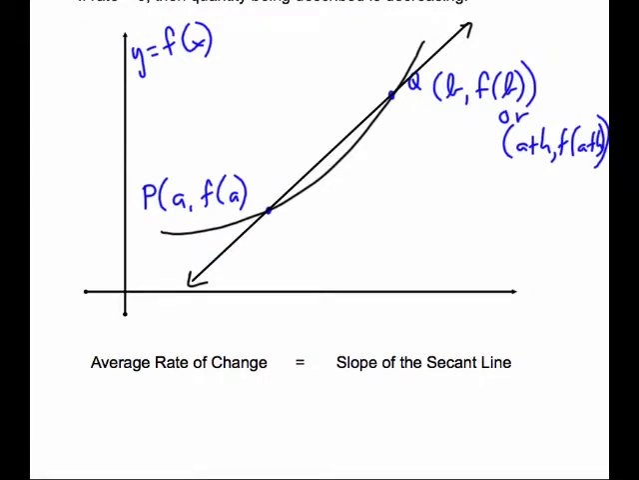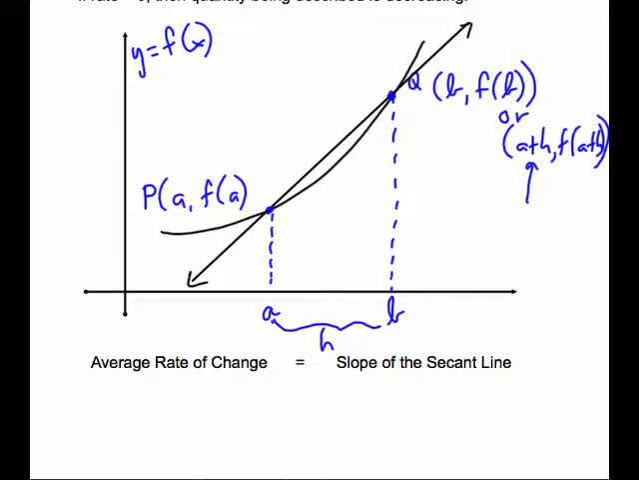Now in the last video we talked about how to find the slopes of secant and tangent lines, and I want to take that just a little bit further. I have my point P labeled as a comma f of a, and I have my point Q labeled in two different ways. In the last video I talked about the horizontal distance between A and B as being called h, and so we labeled Q as the x-coordinate of the first point A plus the change h, and then the y being f of a plus h.